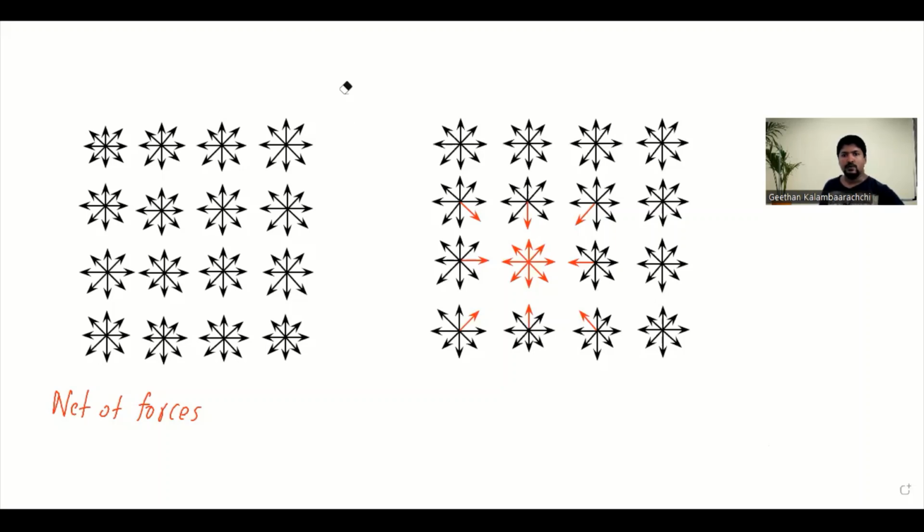Right. So what you can see here is now I have replaced one water particle by a soap particle.